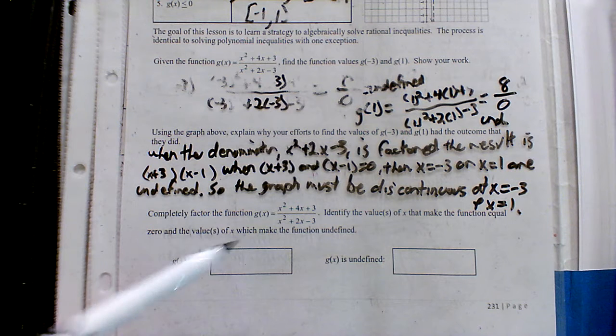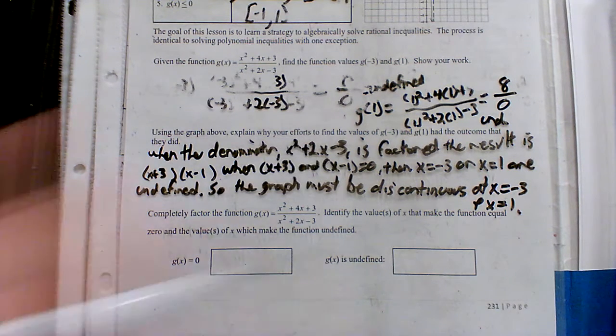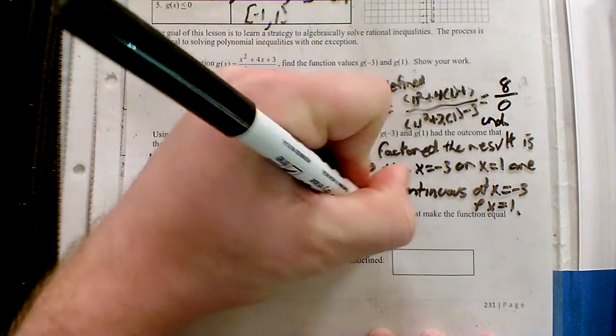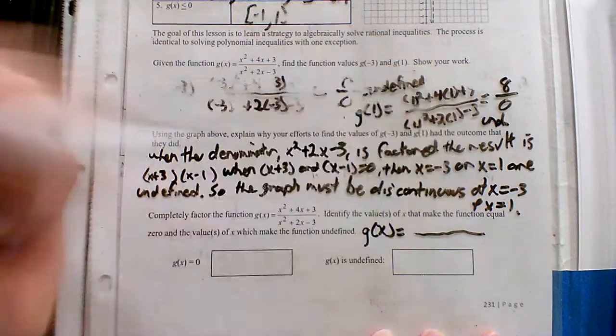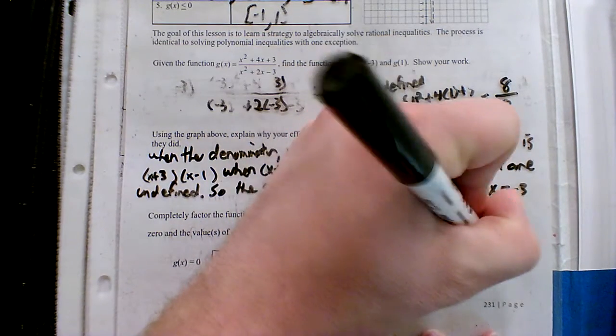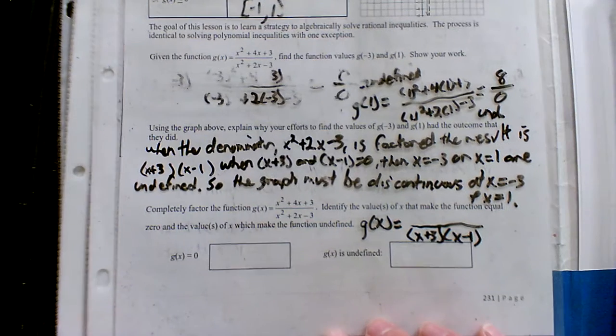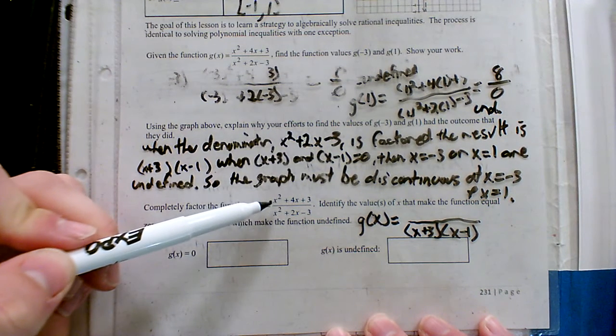So completely factor the function. Again, the same one from up above. Identify the values of x that make the function equal to 0 and the values of x which make the function undefined. So let's go ahead, just in some open spot here, we are going to factor it. We know the bottom was x plus 3 and x minus 1, so we already factored that. But we need to factor the top part there, so the x squared plus 4x plus 3.